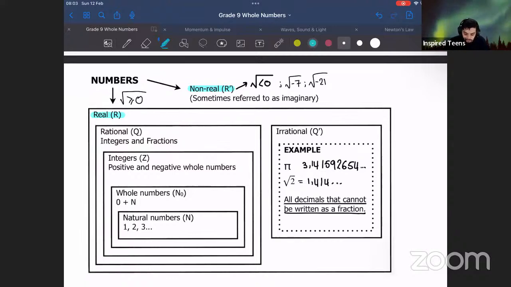Then we're going to further distinguish real numbers. As you can see, this box, non-real numbers, ends there, but with real numbers, we have to distinguish further. We further distinguish our real numbers into rational and irrational numbers. Let us first discuss irrational numbers. Some examples are pi and √2.